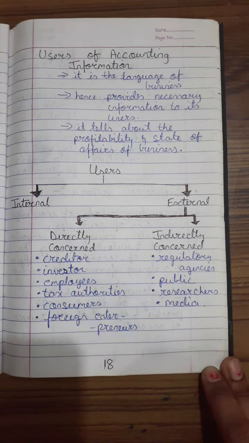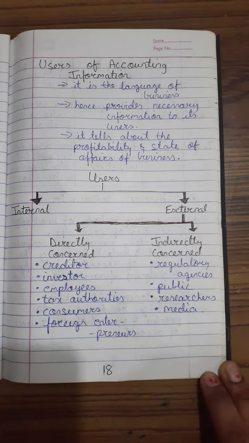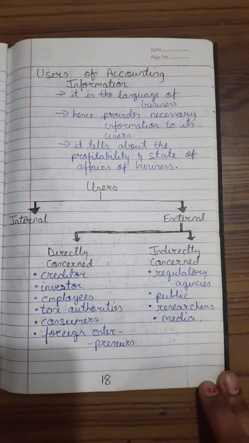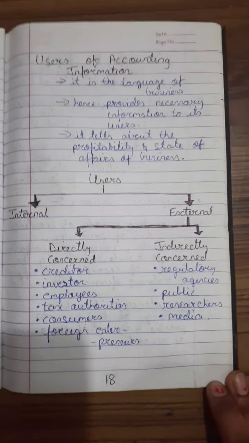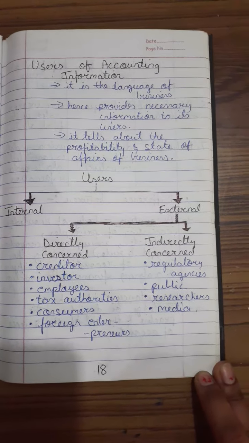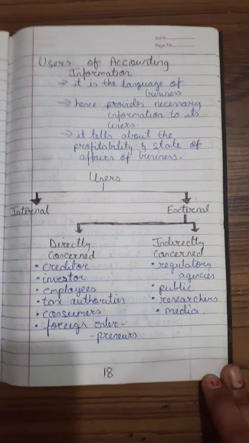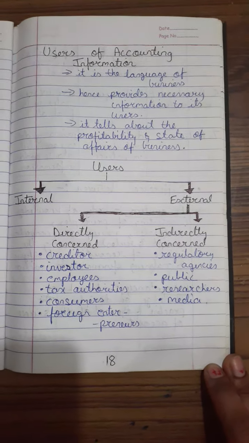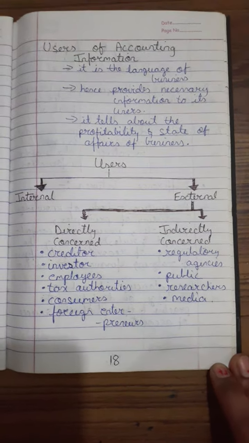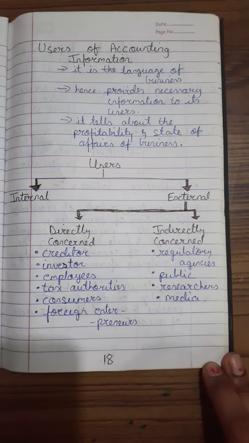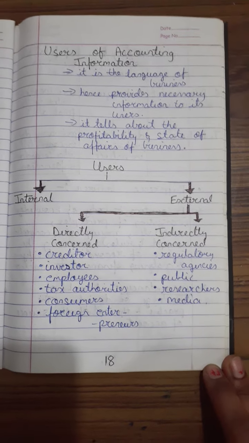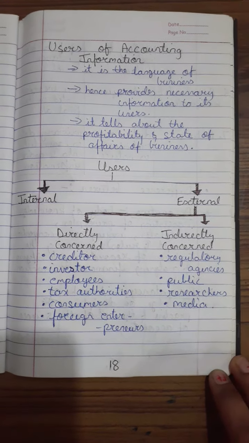Whereas the external users of accounting information is further classified into the ones who are directly concerned and the ones who are indirectly concerned. The ones who are directly concerned are first creditors. Creditors are those people who give financial help to the company. Therefore, it is important for them to know the stability and earning of the firm.